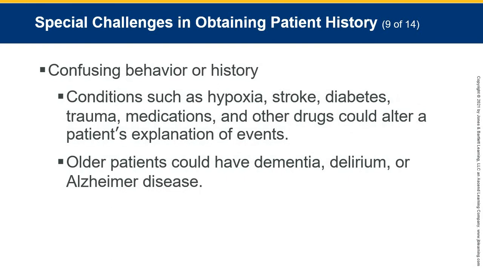Confusion can occur because of many different things. Altered mental status has a long list of medical and trauma diseases that cause it, but the most common are going to be basically low amounts of oxygen, hypoxia, if they're having a stroke, things like diabetes, whether their sugar is too high or too low, medications they may be on or may have taken from a friend, or any sort of drug that can actually alter the patient's explanation of the events.